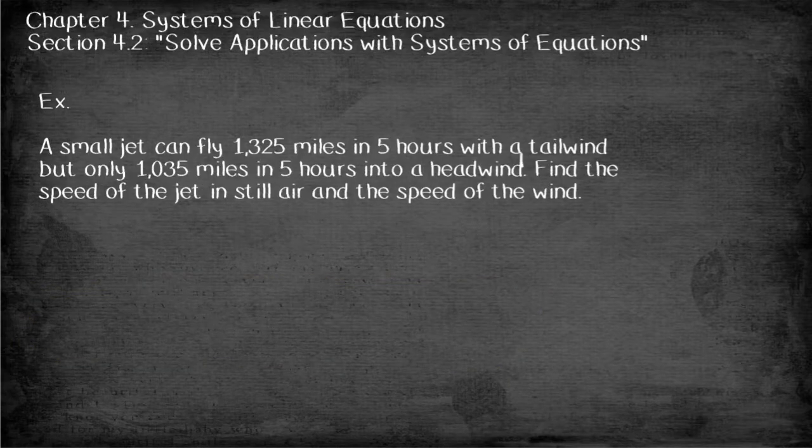So another example, this one is really just the same as the previous one. Even though you're talking about something in the sky, we still have this idea of traveling with a current and against a current. So we have a small jet flying 1,325 miles in 5 hours with a tailwind, but only 1,035 miles in 5 hours with a headwind. We want to find the speed of the jet in still air and the wind speed.